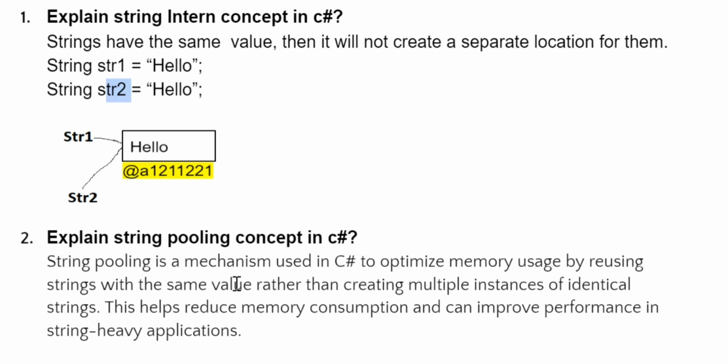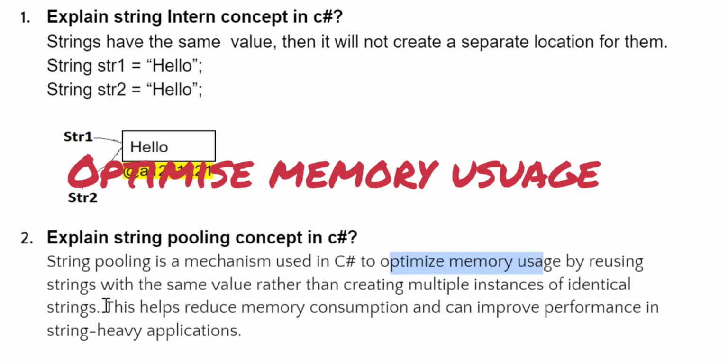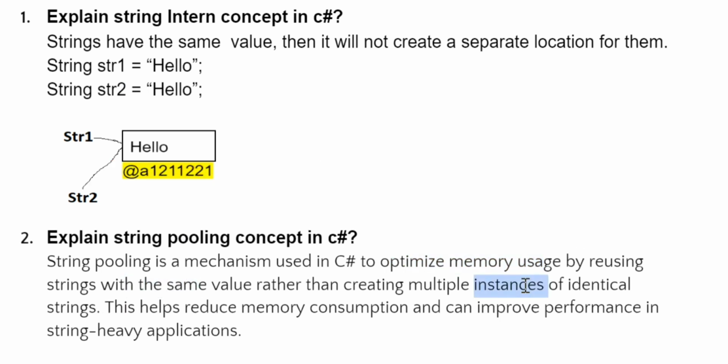Now, the biggest advantage of string pool is that it optimizes your memory usage by reusing the same string having the same value rather than creating multiple instances in the memory. This helps reduce memory consumption, and it is really beneficial for string heavy applications. So I think the concept is pretty much clear. Let's jump on to the coding demo.